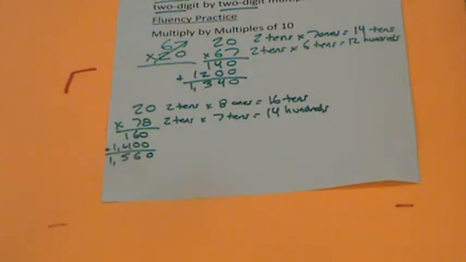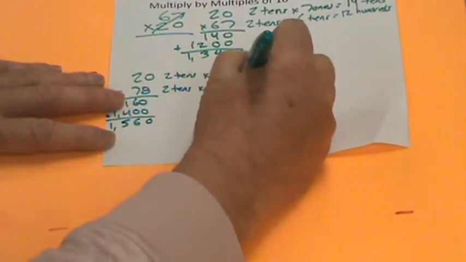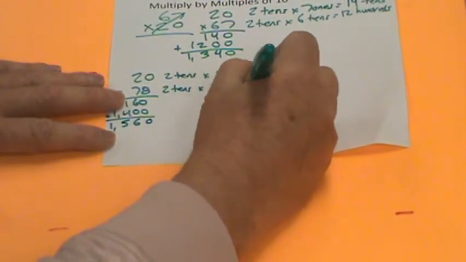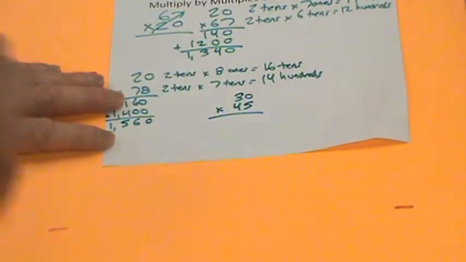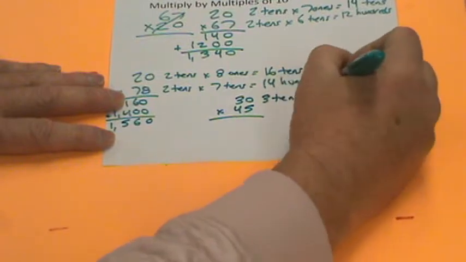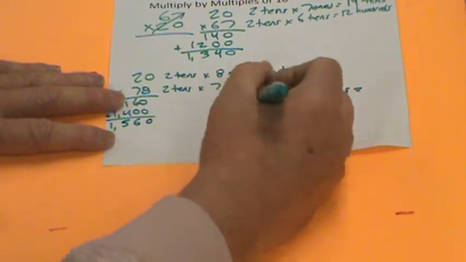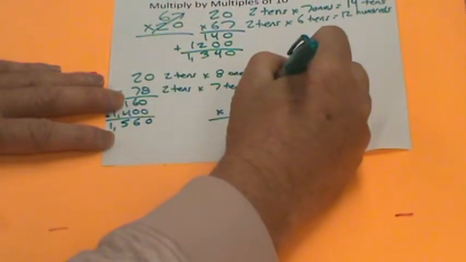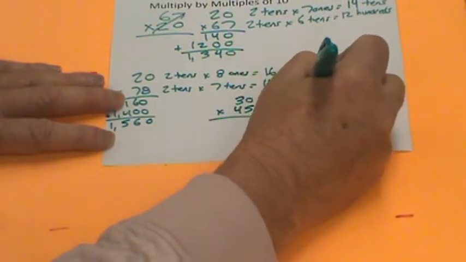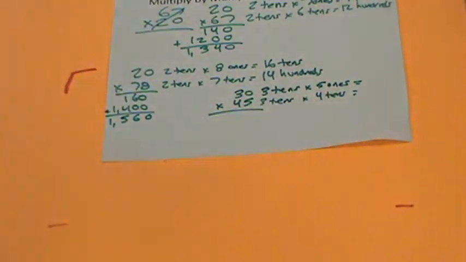Would you like to try one on your own? I bet you would. So, I'll offer a little coaching. We'll do 30 times 45, and think about it as 3 tens times 5 ones, and 3 tens times 4 tens. And go ahead and pause the video and do your best to finish this up on your own.